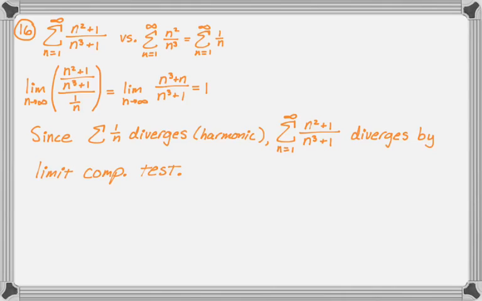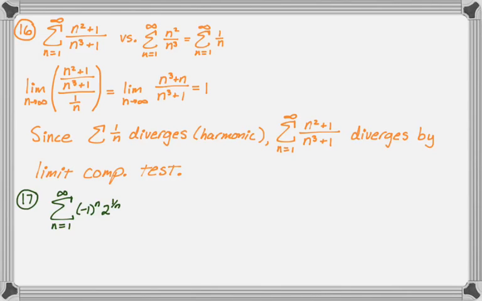So since 1 over n diverges, it's the harmonic series. I know that the given series diverges by the limit comparison test. So that one should feel pretty straightforward if you've gone and done every one of these problems so far, which I'd be amazed if anyone has done, but hopefully someone has. Let's take a look at another one.